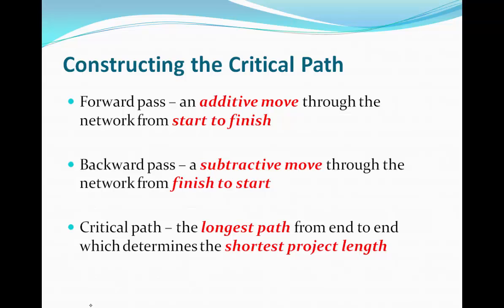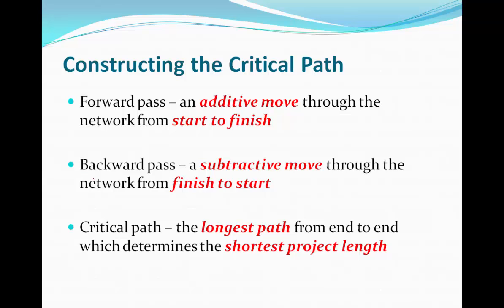Next, in order for us to identify the critical path on the network, we need to conduct a couple of iterations. The first is the forward pass, and then we conduct a backward pass. And once we've done both of those, we can determine what our critical path on the project is. So the forward pass is an additive move. We add the duration and the early start of each activity. And then we work our way from the first activity all the way to the last activity on the project, and determine what our early finish time for the project is.